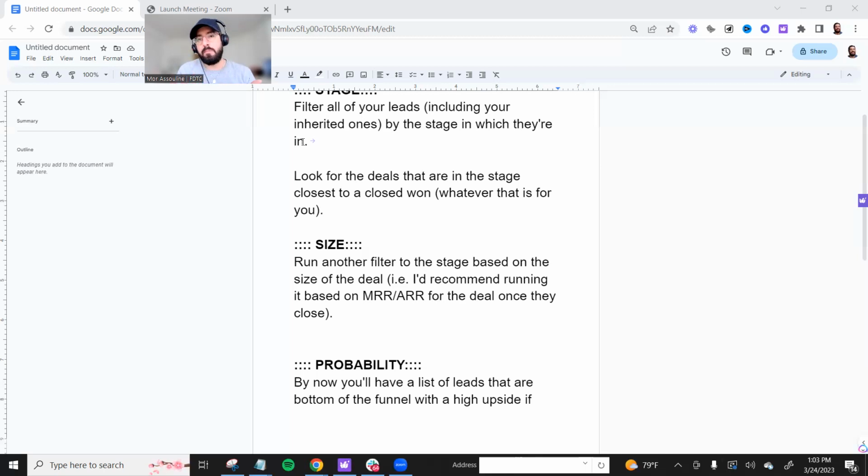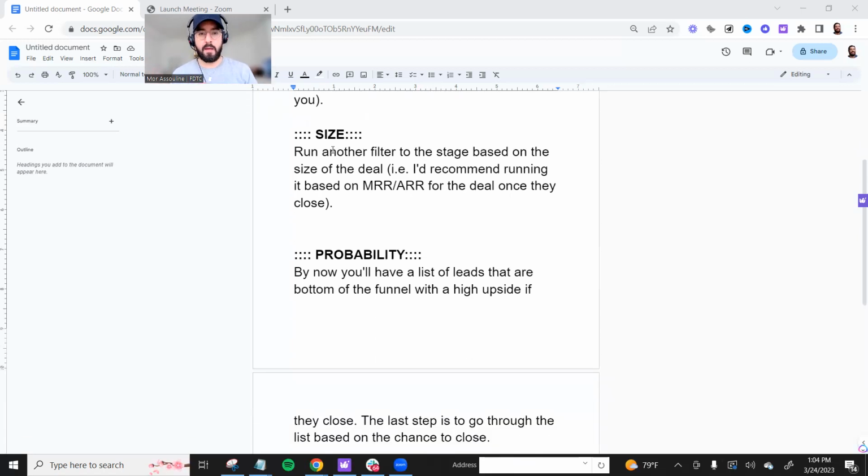That means if you can close three accounts that have fewer users but higher revenue, versus having to close 10 accounts in order to hit that, focus on the ones that have the higher revenue, because it's a lot easier to actually hit your quota that way. The third thing I'd filter on: now you should have the list of leads based on the stage they're in, closest to closed won, and based on the size in terms of revenue. Now run a third filter if you have it, and if not, we'll talk about it.